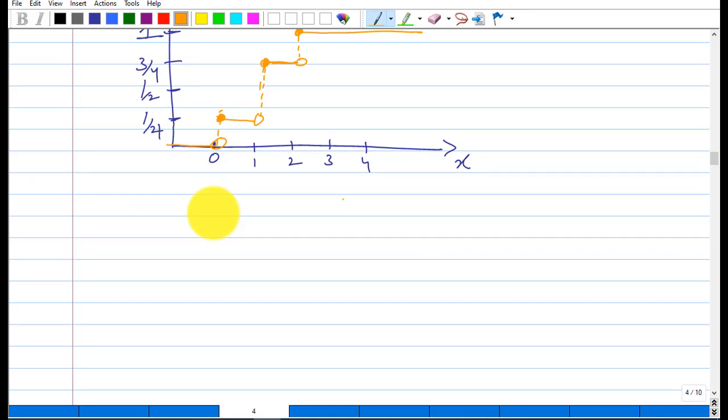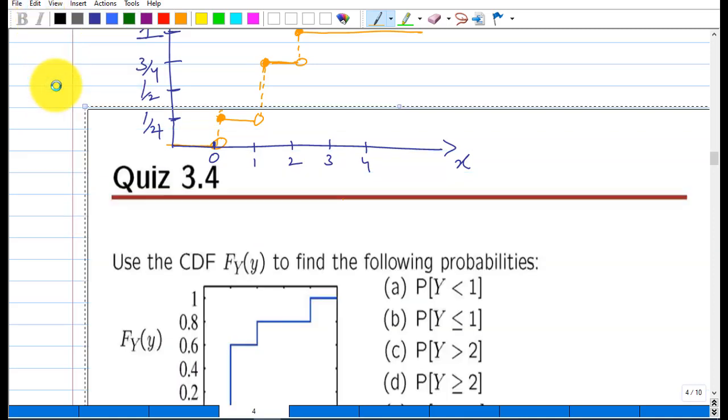So now let's look at another example, and it's actually quiz 3.4. So I will copy it from the book.